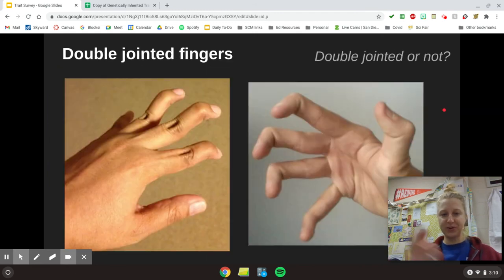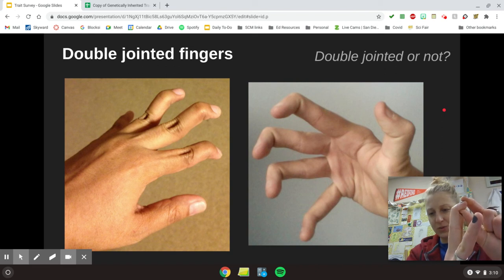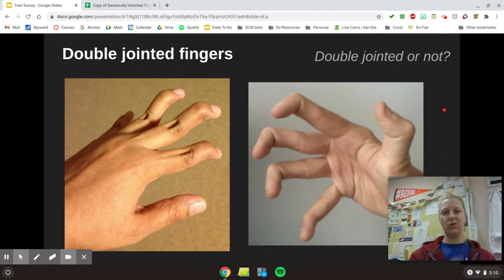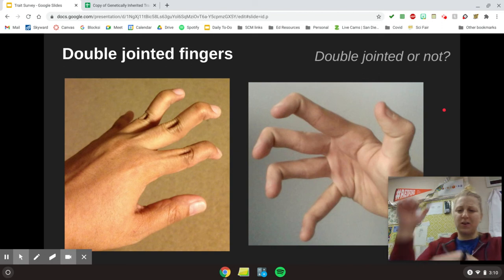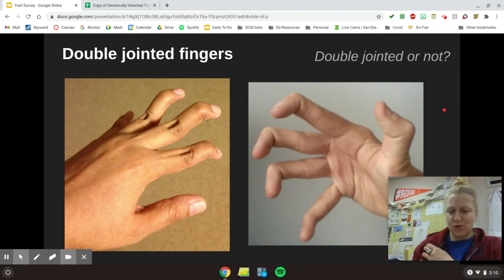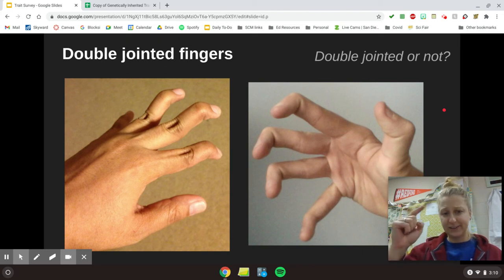Okay, double jointed fingers. Can you do any of this weird stuff? It doesn't count if you have to manually force your finger into a funny position. Only if you can do it on your own does it count. People will say, well, I can't do that with my fingers, but look what I can do with my elbow. Look what I can do with my shoulder. Cool, but don't care. Double jointed fingers are this and only this.